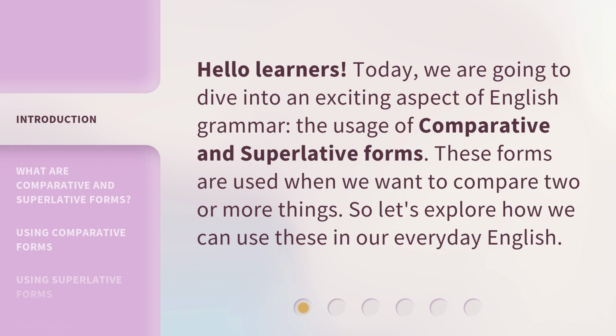Hello learners! Today, we are going to dive into an exciting aspect of English grammar: the usage of comparative and superlative forms. These forms are used when we want to compare two or more things. So let's explore how we can use these in our everyday English.